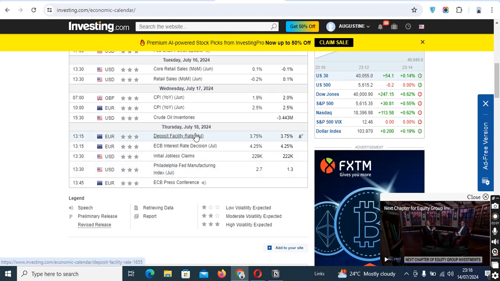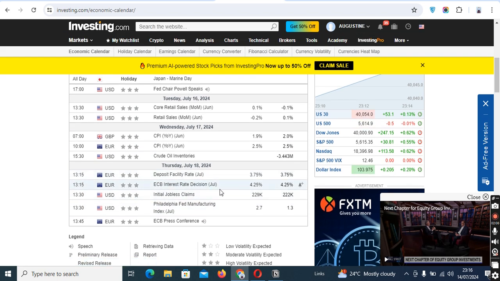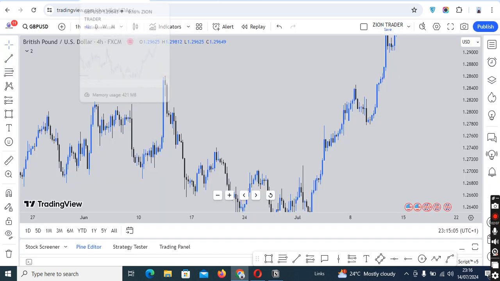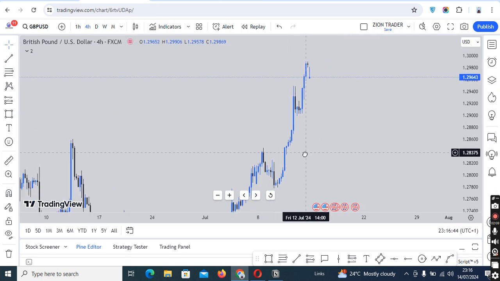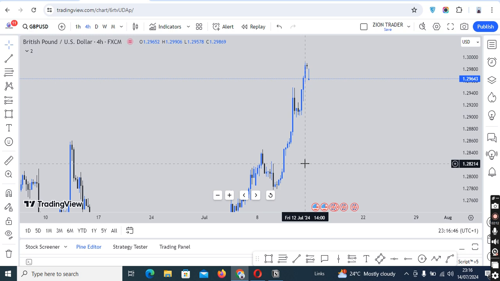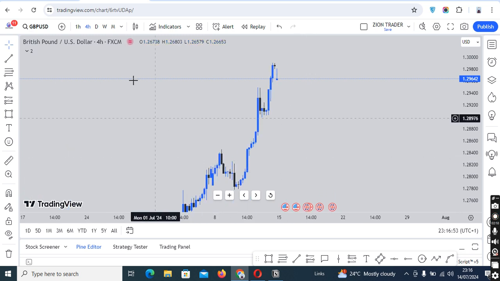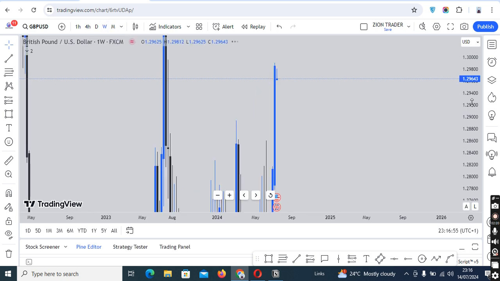On Thursday we also have high impact news events. So guys, basically this week is going to be a very volatile one. Actually, for me personally, I think it's going to be a very nice week because the market is going to be volatile, right? So let's start our analysis from a daily time frame.